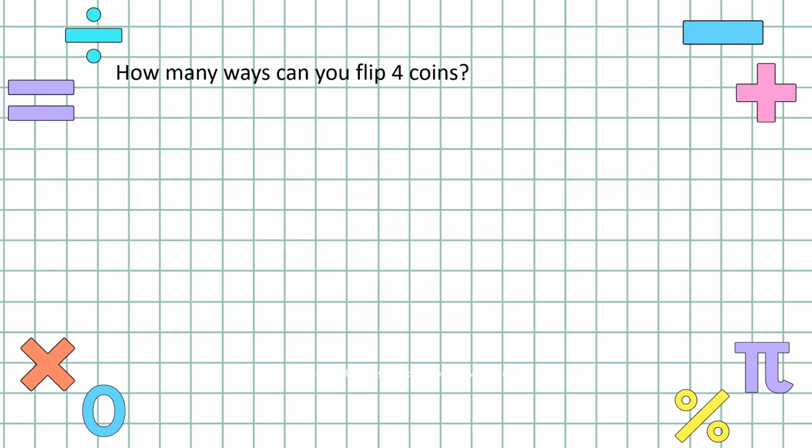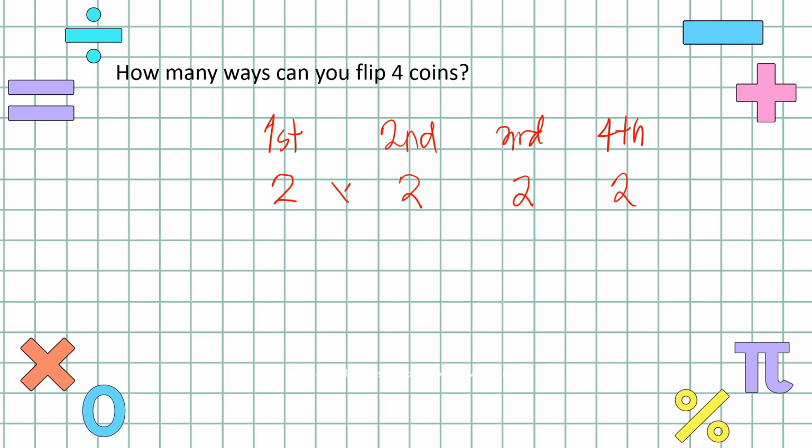And for our next question, how many ways can you flip 4 coins? So here we are considering 4 coins. Let's say this is my first, second, third, and fourth coin. We want to know how many options we have in each event. In the first coin, we have of course 2, head or tail. Second will also be 2, head or tail. Third coin, 2 also, head or tail, and the same goes with the fourth coin.